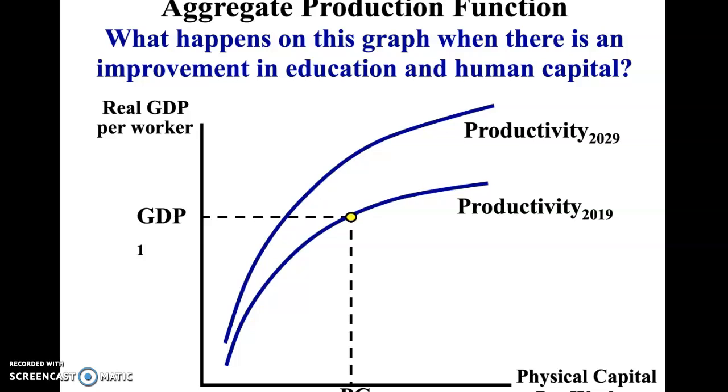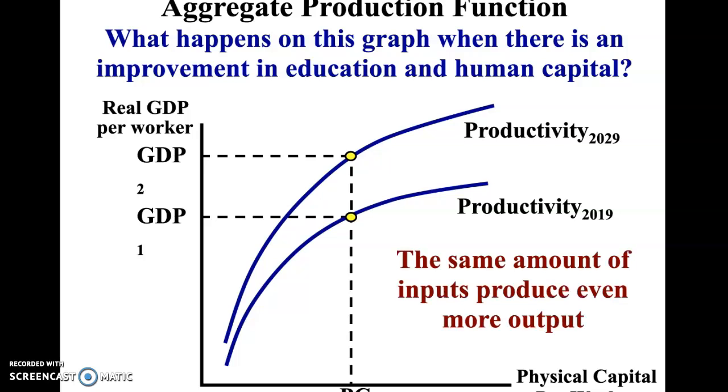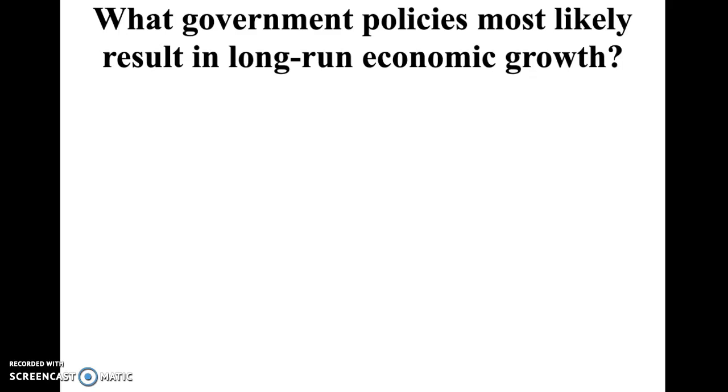And this isn't talking about physical capital. I haven't changed my location or anything like that. I've just changed the knowledge that they have. So I become more productive. The same amount of inputs produce even more output, which would be an example of that.